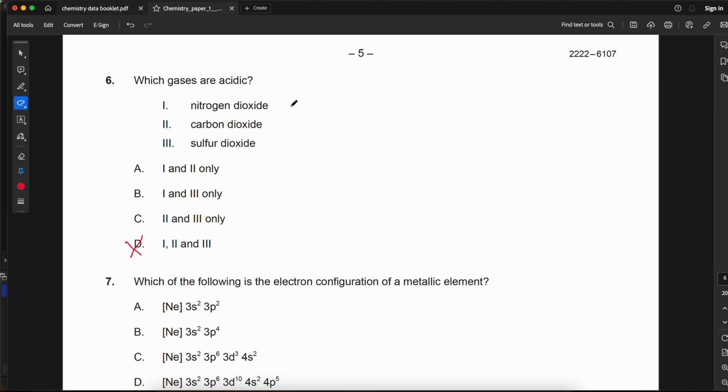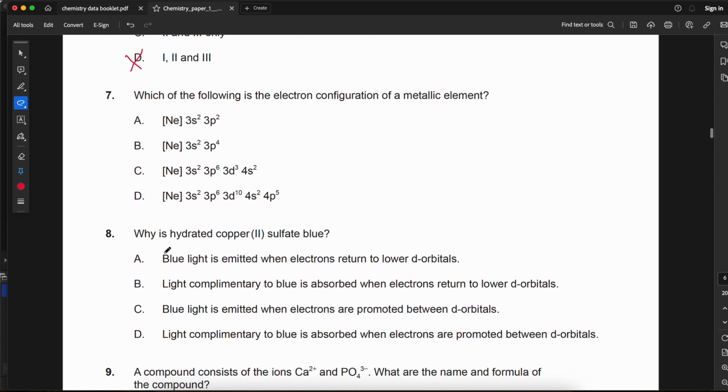Actually, when nitrogen dioxide reacts with water, it will produce HNO3 and HNO2, and carbon dioxide will produce H2CO3, and sulfur dioxide of course will produce sulfuric acid. So all of them are acidic.